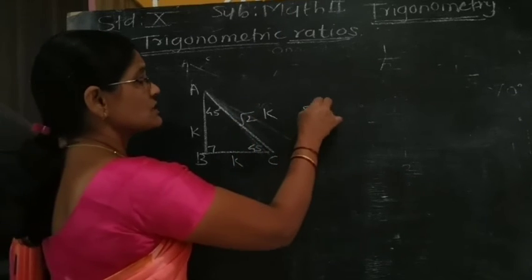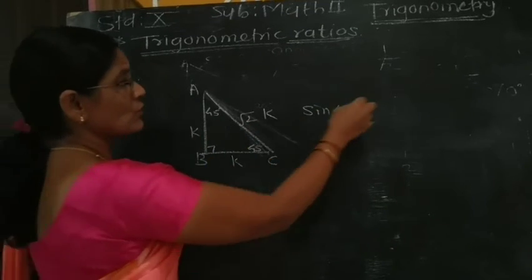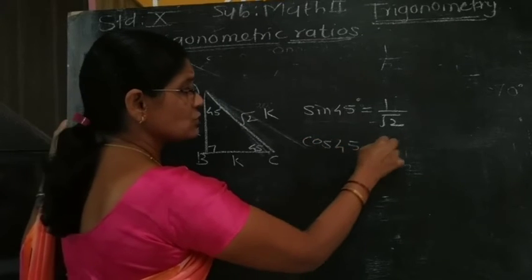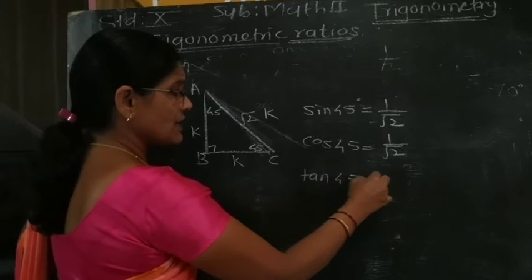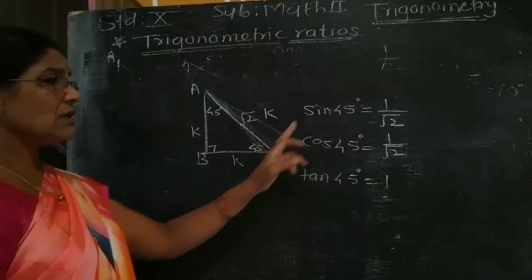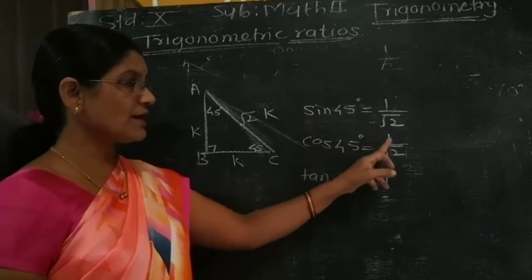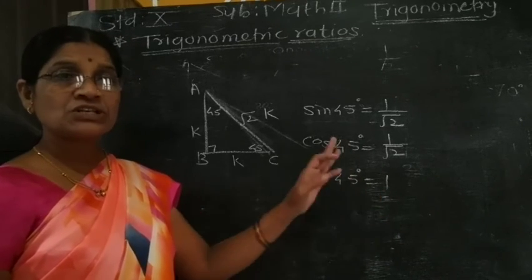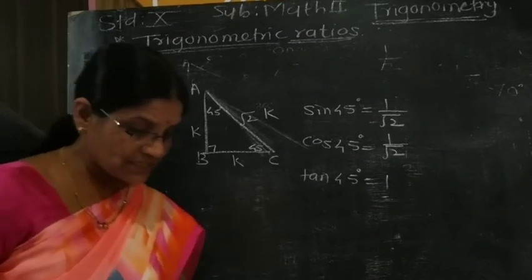And therefore sin 45 is equal to the opposite side k upon root 2k, which is 1 upon root 2. Cos 45 is also 1 upon root 2. Tan 45 will be 1. And in this way, taking the inverses, we obtain cosec 45 as root 2, sec 45 as root 2 and cot 45 as 1. But in short, we have to remember all these values by a chart.